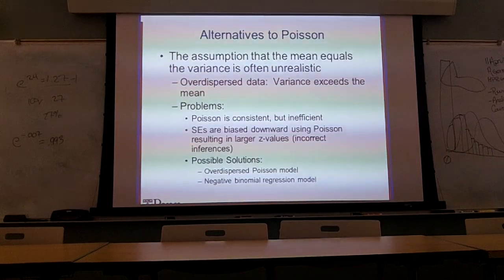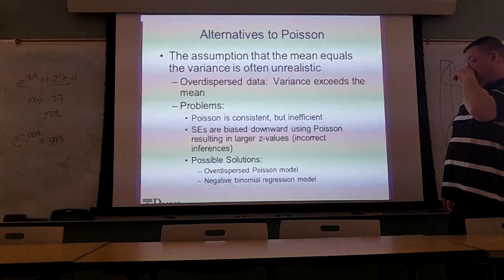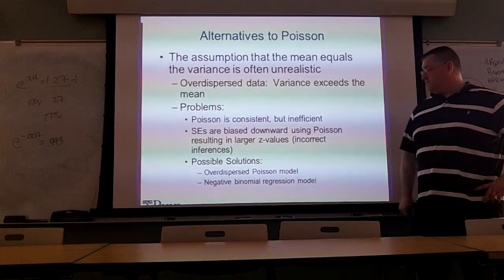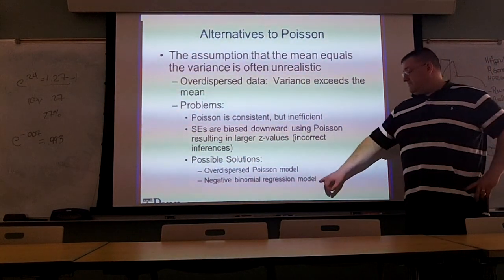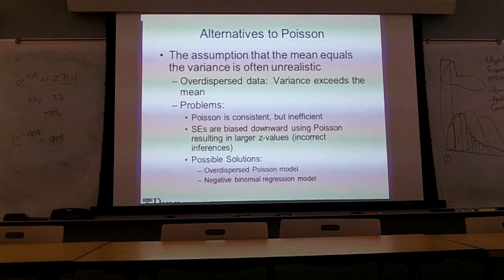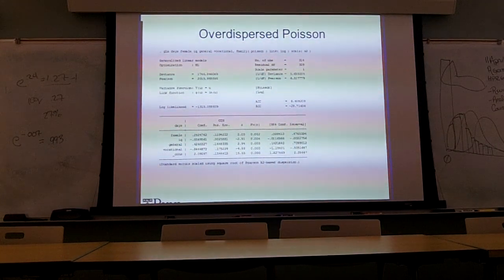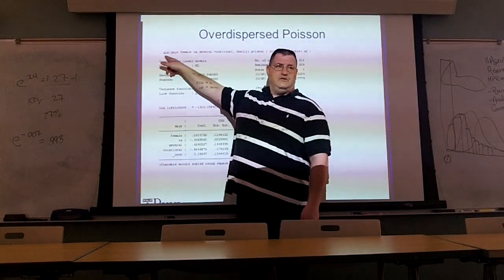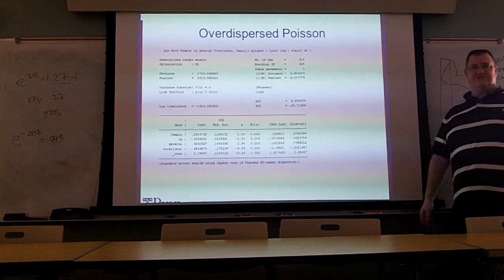So, what do we do in this case of over-dispersion? What we can do is fit an over-dispersed Poisson model, so we can actually acknowledge the over-dispersion, or we can fit a negative binomial regression model. So there are options out there. To fit an over-dispersed model, what we're going to do is, can you see this? This says GLM. It's just regression, baby. That's all it is. It's just regression.